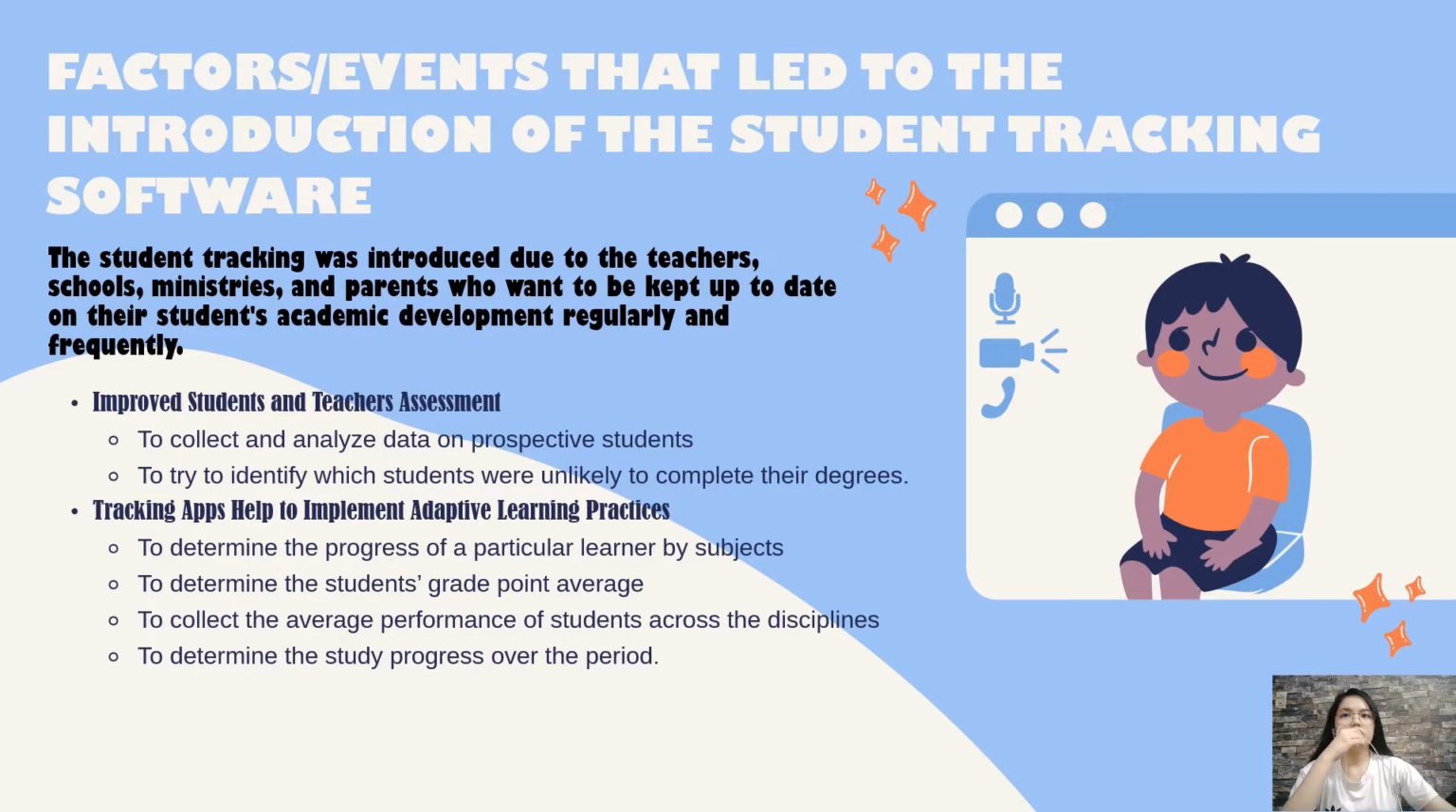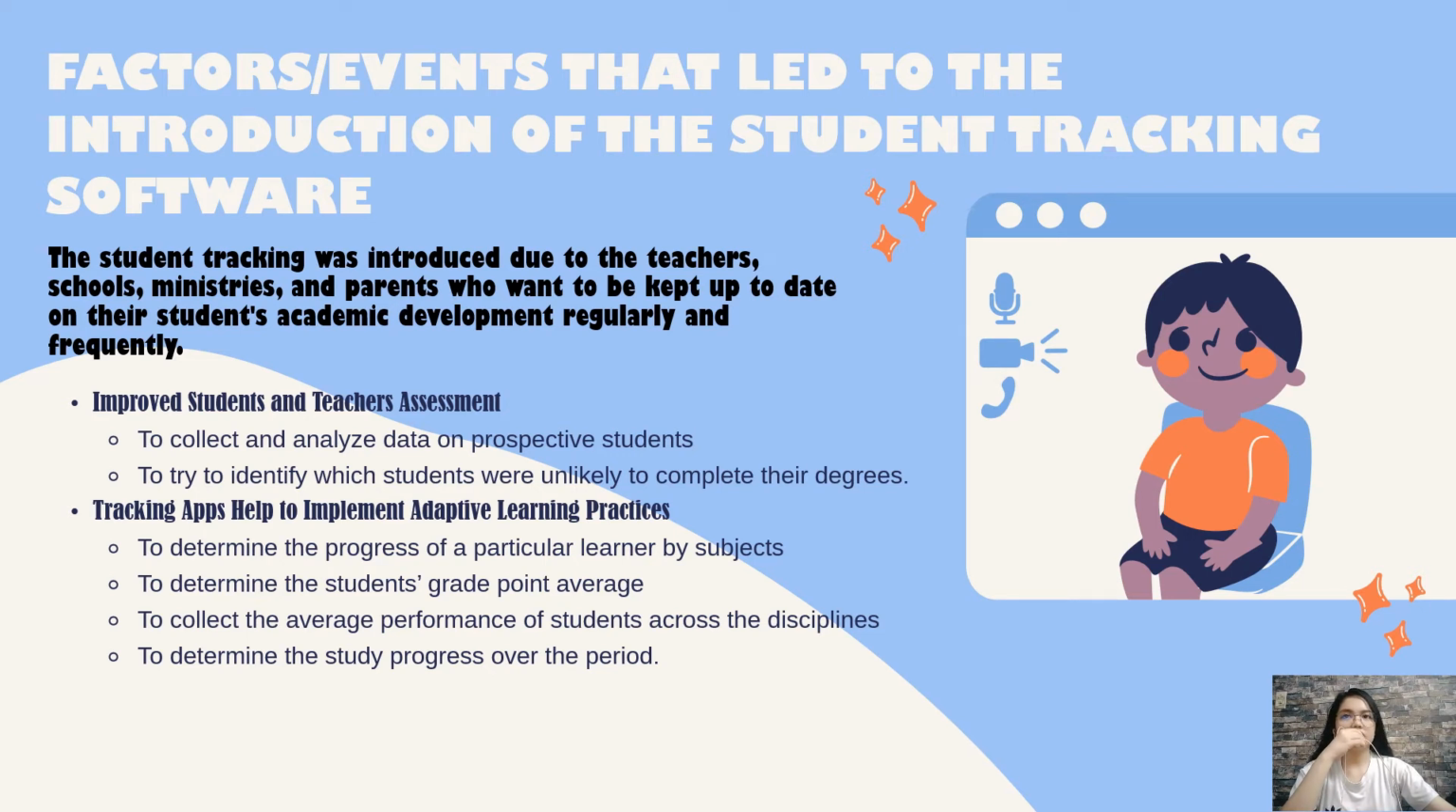There are various factors and events as to why the student tracking software was introduced. Many secondary schools use tracking to describe a way of grouping students based on their perceived aptitude, IQ, or accomplishment levels. It was first used in the 1930s and has been part of a heated debate for the past 20 years. Student tracking was introduced due to the teachers, schools, ministries, and parents who want to be kept up to date on their students' academic development regularly and frequently.